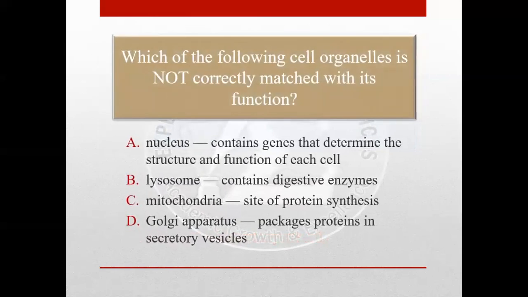Which of the following cell organelles is not correctly matched with its function? Letter A, the nucleus contains genes that determine the structure and function of each cell. Letter B, lysosome contains digestive enzymes. Letter C, mitochondria, the site of protein synthesis. Letter D, the Golgi apparatus that modifies and packages proteins in secretory vesicles. 5 seconds to answer.